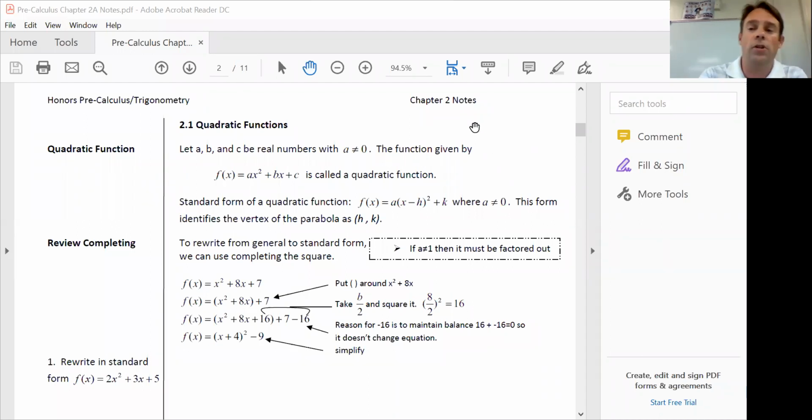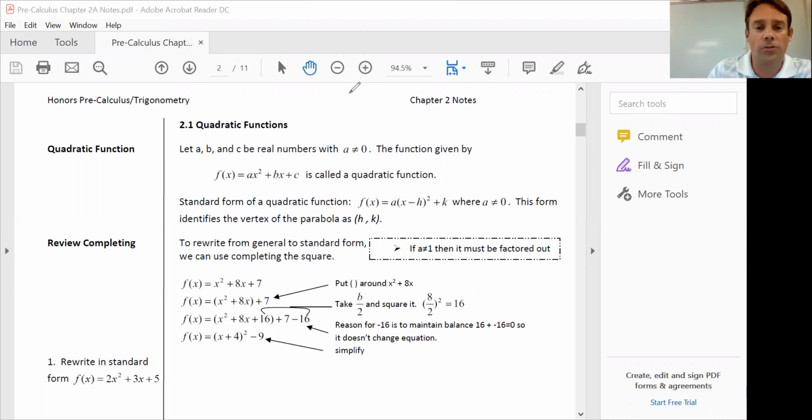So we're starting chapter 2A. You already watched the video that Miss Hodge put together about how to do some things on your graphing calculator, like finding zeros and finding relative minimums and relative maximums. So you've already got a little bit about that. But we're going to move into the next part, where we're looking at polynomial functions. Our first type of polynomial function is a quadratic function.